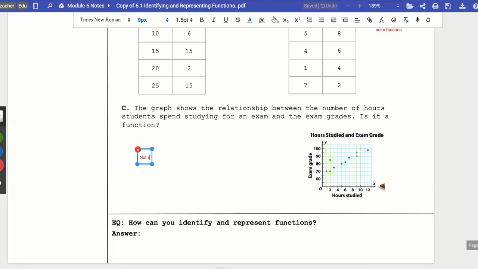Oops. My goodness, my spelling today is not on point because I still spelled function wrong. Third time's the charm. There we go. Not a function because it does not pass the vertical line test.